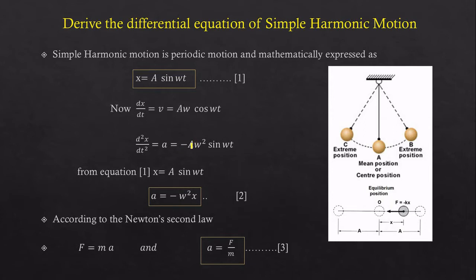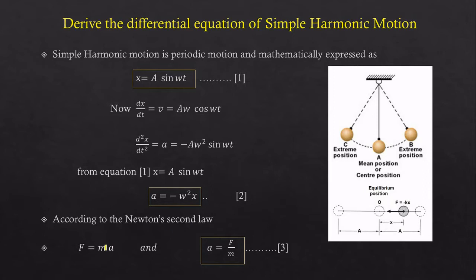Now in this equation, we can see that a sin omega t is the value of x. So from equation number 1, x is equal to a sin omega t, we put this value of x into this equation. So the acceleration a is equal to minus omega square x. Let us call this equation number 2.